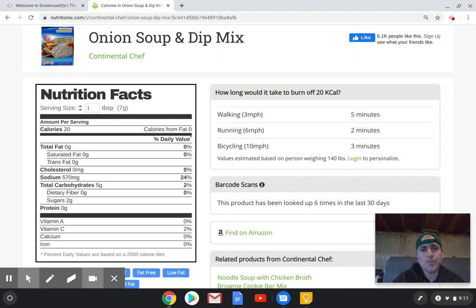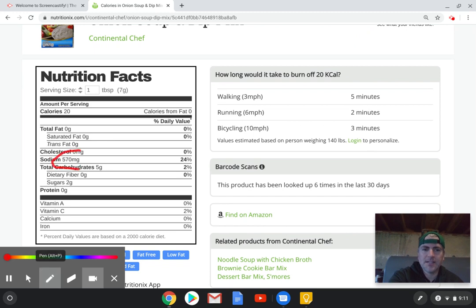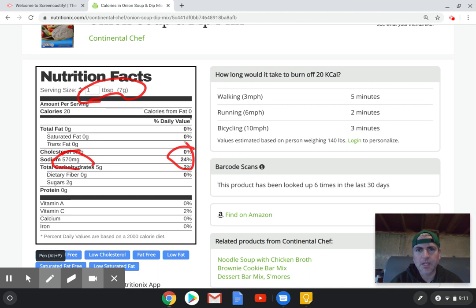Here to answer the question from our last video, which dealt with the onion soup mix, where I was asking you how much sodium was in the onion soup mix. We saw that there were 570 milligrams in a single serving, which is a tablespoon. You can see up here, 1 tablespoon, seven grams, and that's 24% of your daily allowance of sodium.